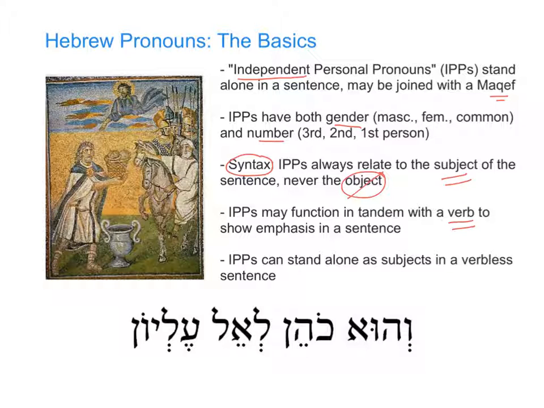If that's the first point here, the second point has to do with when we have a verbless clause. Again, we've seen that in Hebrew, unlike in English, we can have verbless sentences, and that's okay. We'll see some examples of this in this lesson. When that happens, one of the things that we can see from time to time is an independent personal pronoun that's standing alone in that sentence without a verb, but it's standing in that place to indicate the subject of a sentence.